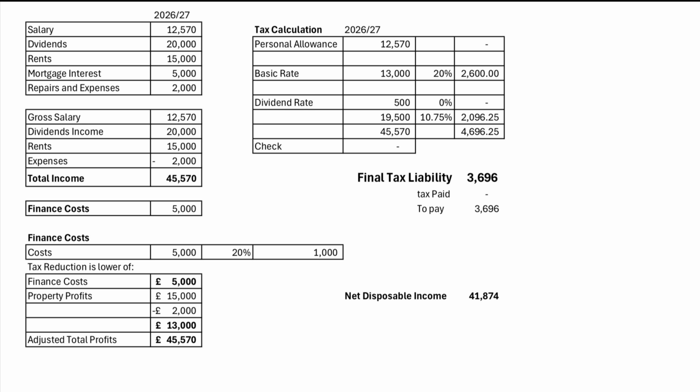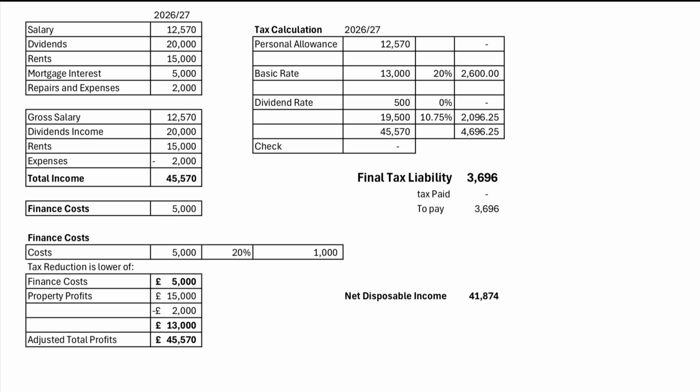Now, on top of this, we move on to how our dividends get taxed, and we still have our $500 at 0%, which means we've got $500 that we're not paying any tax on, increasing the $12,570 to $13,070 that we get tax free.